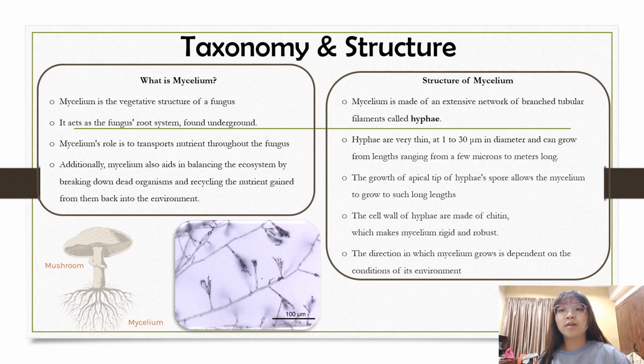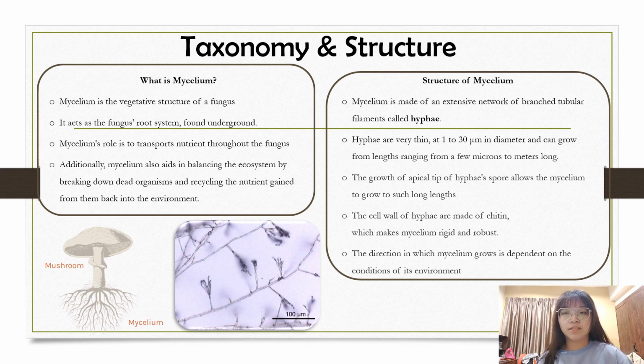Next, I will describe taxonomy and structure of the mycelium. Mycelium is the vegetative structure of a fungus that acts as its root system. It grows underground and helps transport nutrients throughout the fungus. Mycelium also acts in many ways with balancing the ecosystems by breaking down organic matter and recycling the nutrient gain from it with other living organisms and the environment, as well as interacting with them to gain more resources.